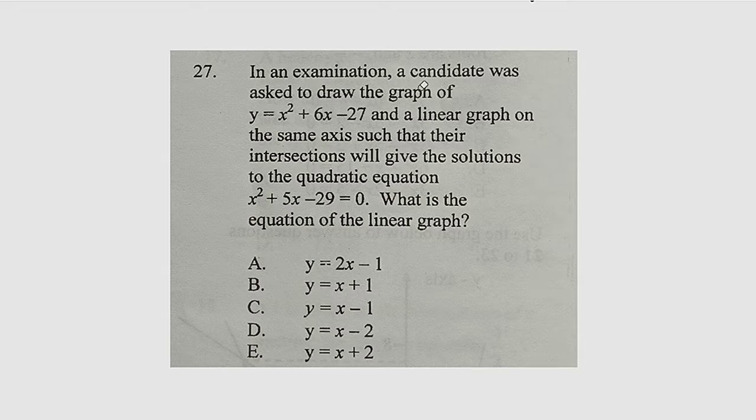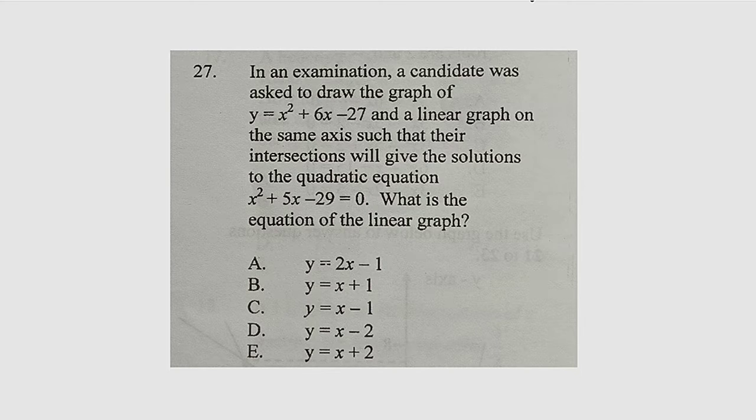In an examination, a candidate was asked to draw a graph of y equal to x squared plus 6x minus 27 and a linear graph on the same axis such that their intersection points, the linear and the quadratic graph, will give a solution to the quadratic equation x squared plus 5x minus 29 equal to 0. What is the equation of the linear graph?